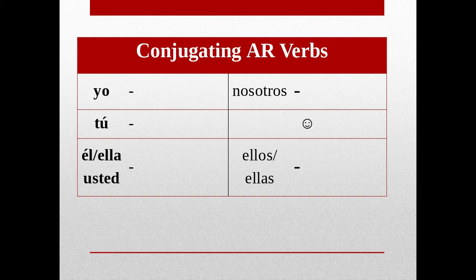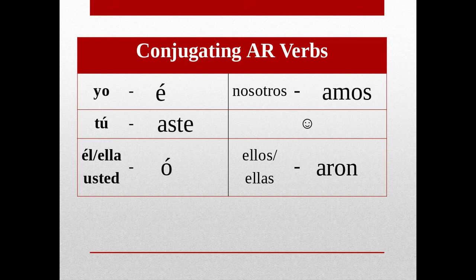When conjugating AR verbs in Spanish, you will take off the AR of your verb and add your new endings. AR verb endings in the preterite are as follows. In the yo form, é; tú, aste; él, usted, ó; nosotros, amos; ellos, ustedes, aron.